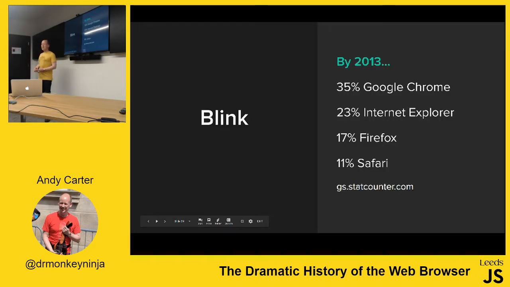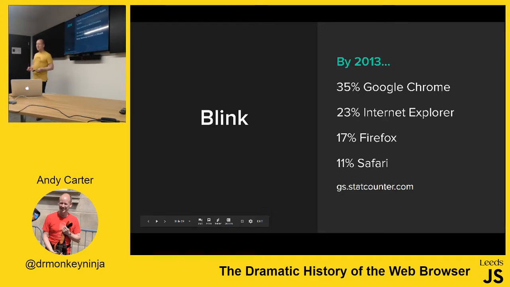So by 2013, over a third of browsers are now Google Chrome. And Internet Explorer has fallen from being 9 in 10 browsers at the start of the 2000s to just below a quarter. And Firefox has increased its share, as well as Safari, to 17% and 11% respectively.